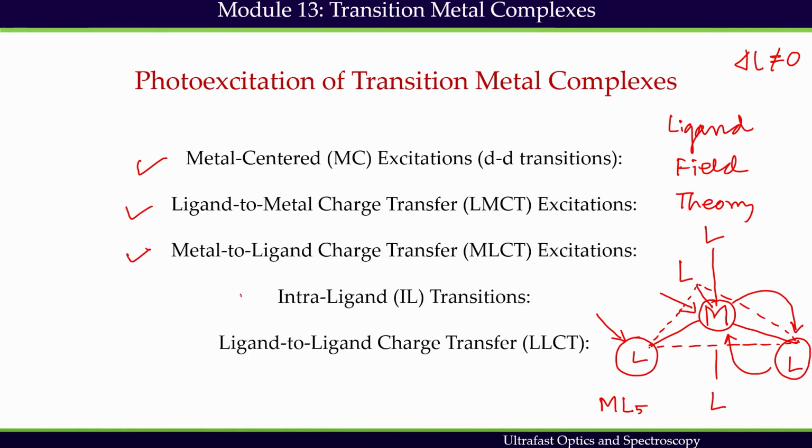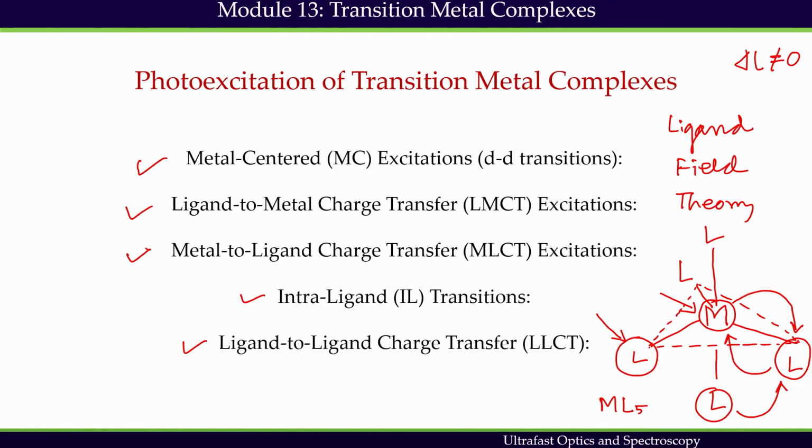And the last one is ligand to ligand charge transfer. So, we can have an electronic excitation coming from one ligand to another ligand, and that is called ligand to ligand charge transfer. This involves orbitals located in different ligands.